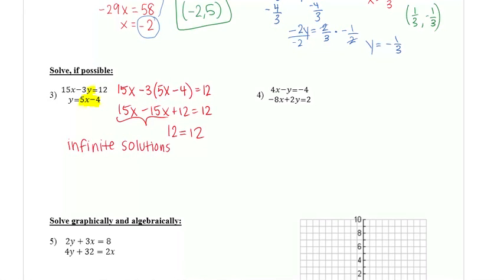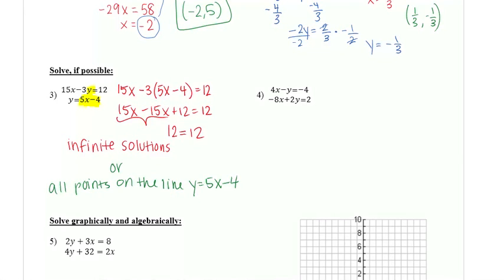If you want to be as specific as possible, you can say all points on the line y equals 5x minus 4. That really means that these are both the same equation, so any point on that line will work.